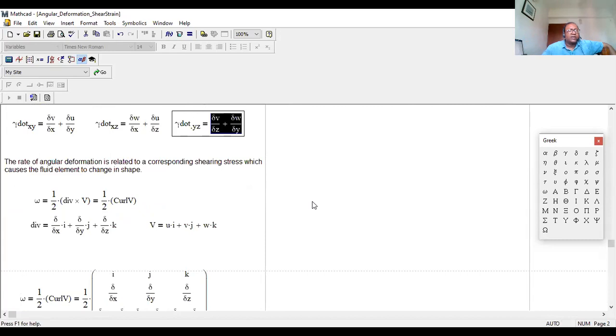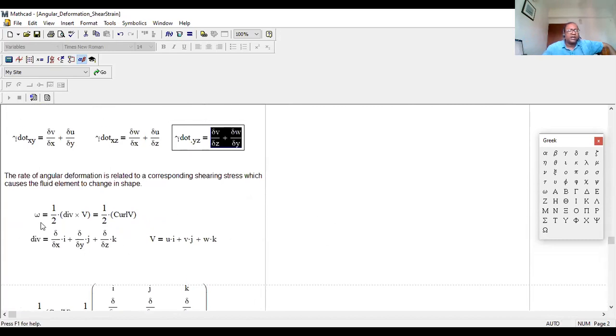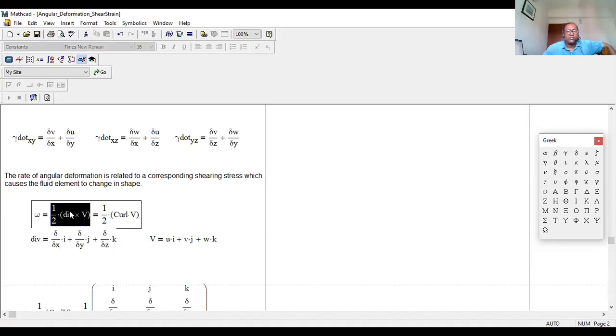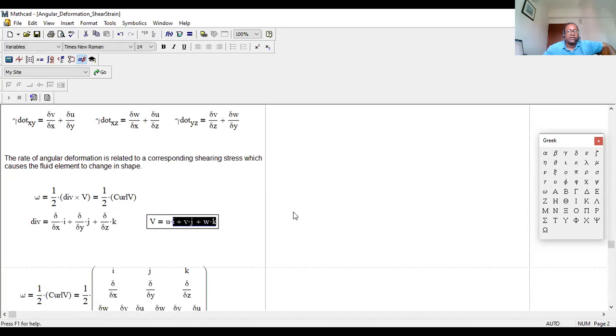Now, if we try to figure out the rotation, omega equals this one, del into V, which equals half curl V. This one is also called curl V. Okay, and what is the del? This is the del and this is the V.